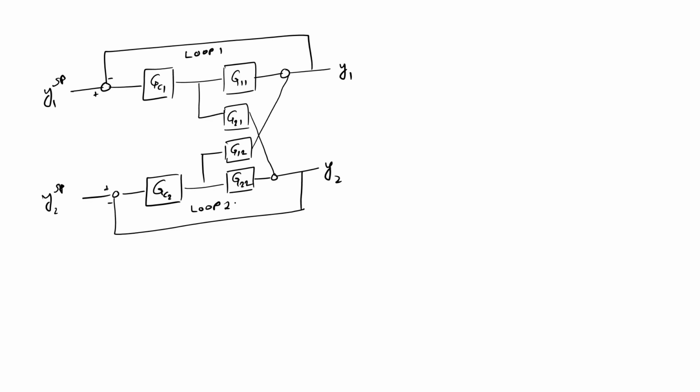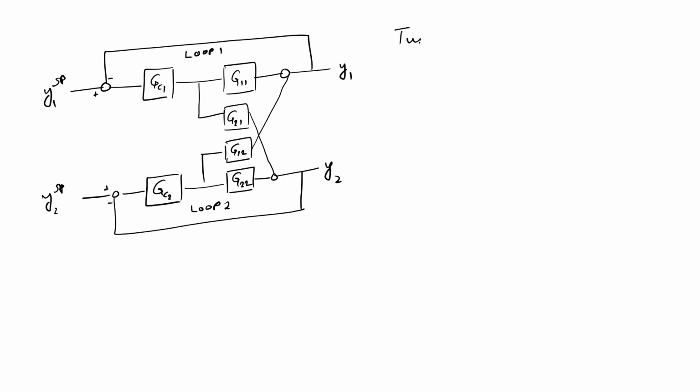Alternatively, usually the dynamics of one of the loops may be much faster than the dynamics of the other loop. And again, without loss of generality, let us just say that loop 1 is much faster than loop 2. Either case, what we then say is, okay, I will tune loop 1 first, and I will tune it to its SISO settings.